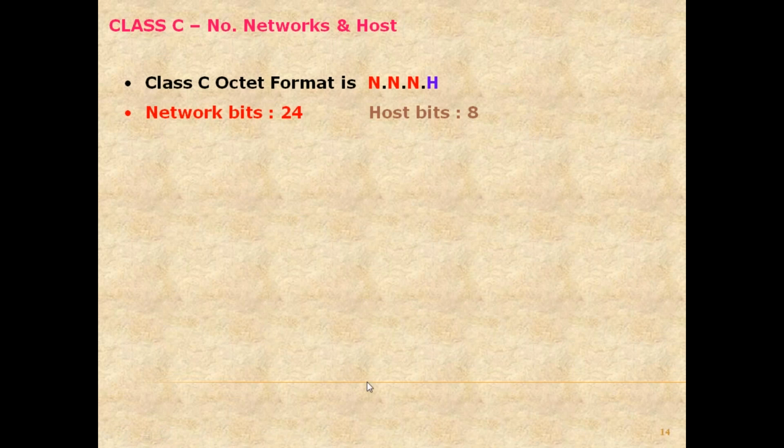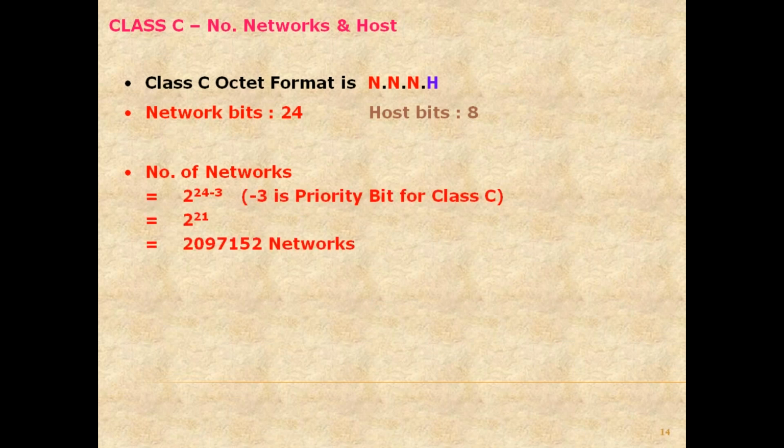Okay, so how much did you get here? Class C formation is 3 octets in network and 1 octet in host. So network bits are 2 power 24. Can you tell me how much for network here? Sir, 2097152. Yeah, so 2 power 24 means we have to do minus 3 here, right? So minus 3 will be 2 power 21. So 2097152 networks. We got totally this many networks here.